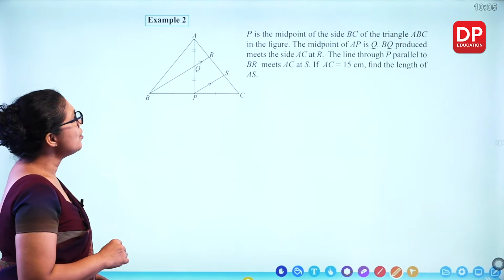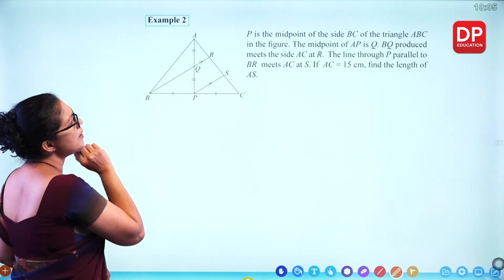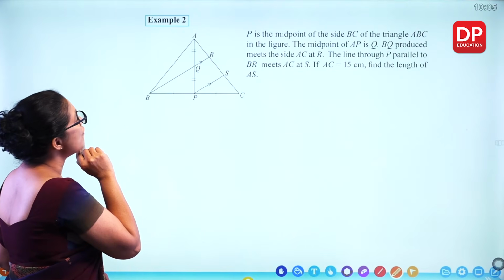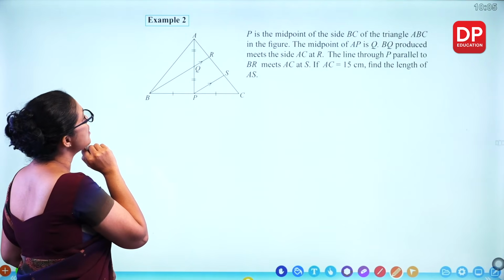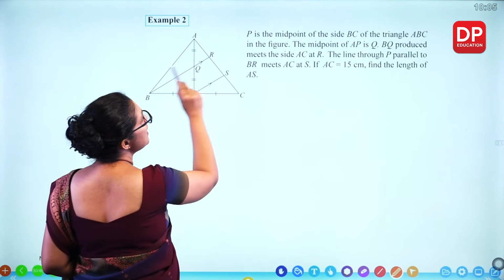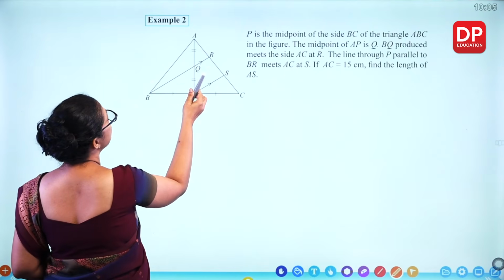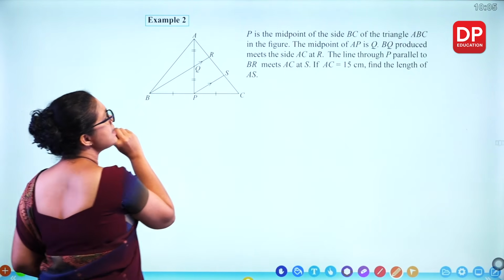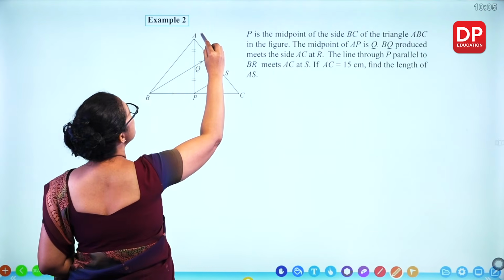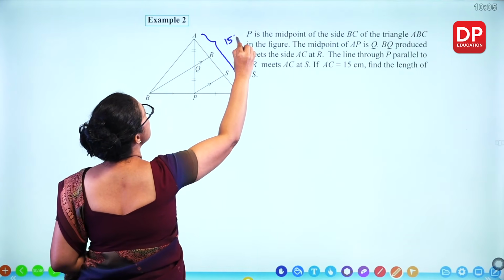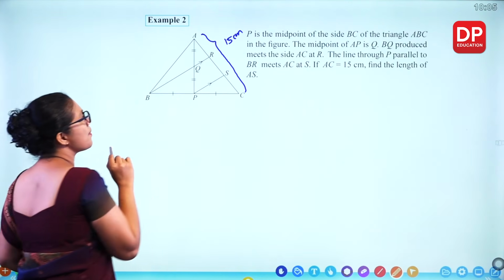Now take example 2. P is the midpoint of the side BC, and the midpoint of AP is Q. BQ produced meets the side AC at R. The line through P parallel to BR meets AC at S. If AC equals 15 centimeters, find the length of AS.